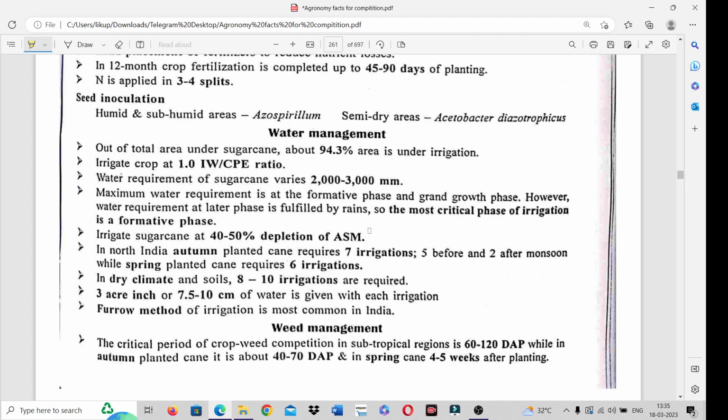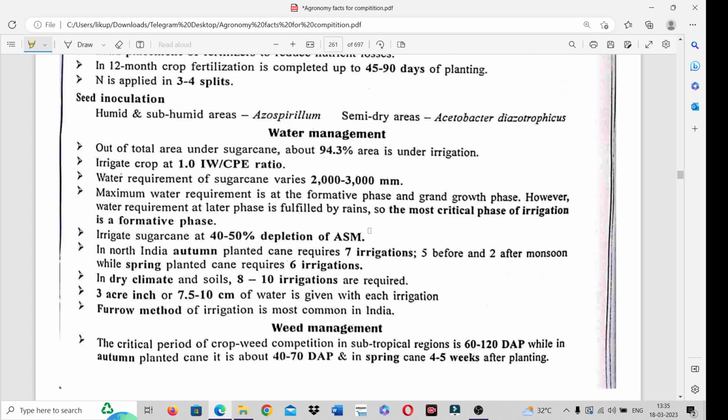Irrigate sugarcane at 40 to 50% depletion of available soil moisture. In North India, autumn planted cane requires 7 irrigations, 5 before and 2 after monsoon, while spring planted cane requires 6 irrigations.